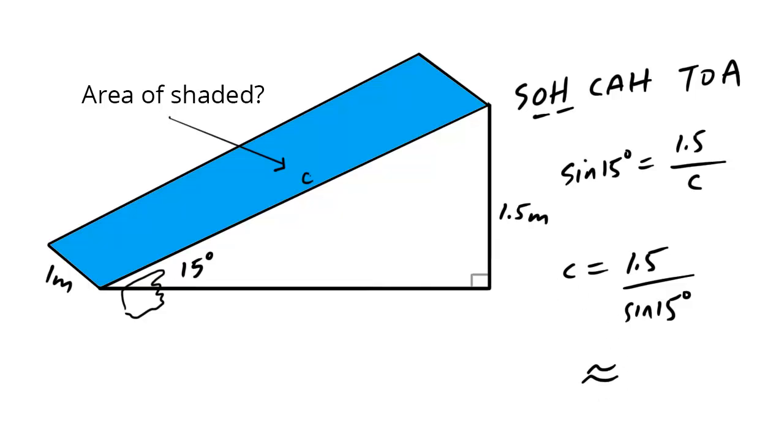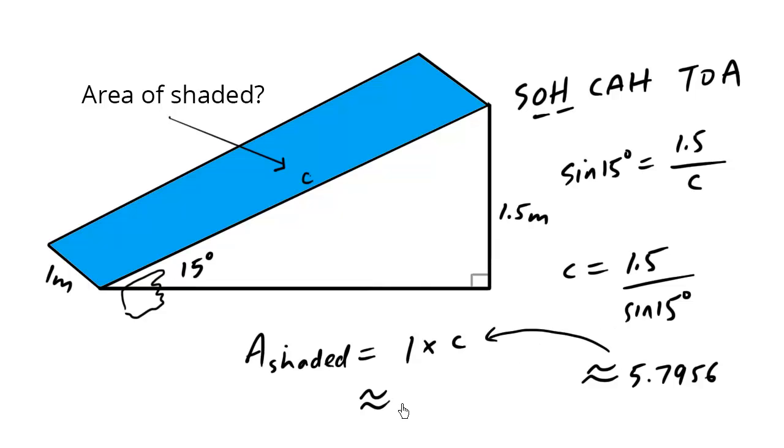So the C value is approximately equal to 5.7956. I'm just going to use the calculator value. That's a bit longer than this. And to find the area, I'm going to take this value times 1. So the area of the shaded region is equal to 1 times C. And the C value is right here. So this here is approximately 5.8. And we're talking about meters squared.